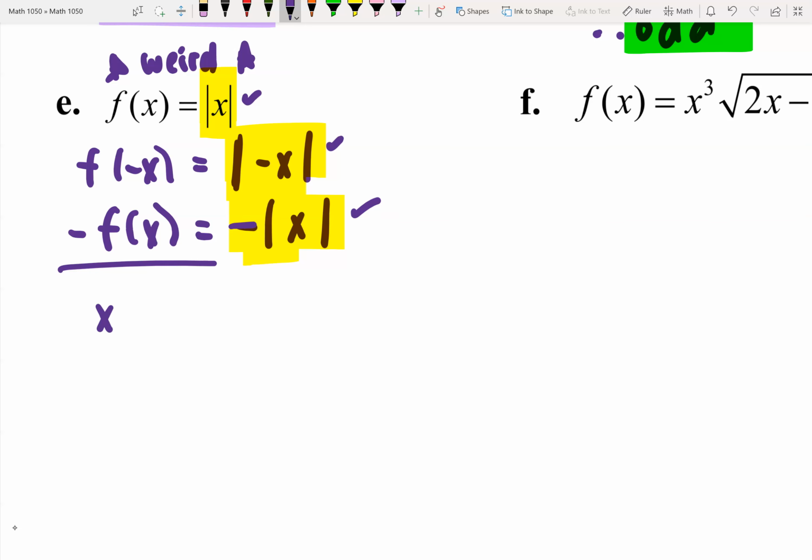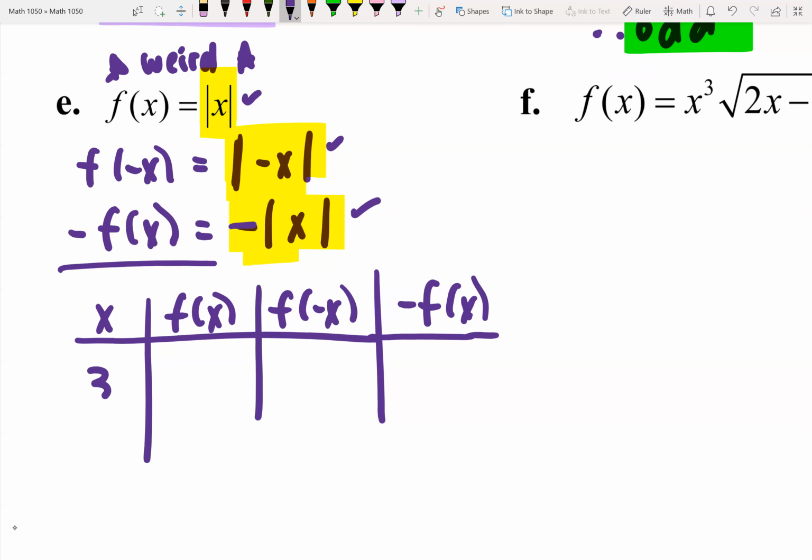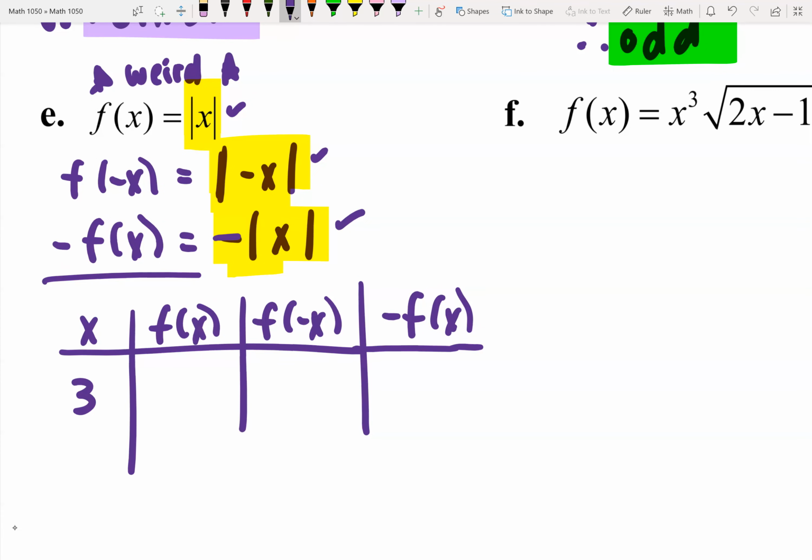Look what I'm going to do. I'm going to do a quick table of values. If I do x, f of x, f of negative x, and then negative f of x. Writing that third one down, negative f of x, was not necessary, but I'm just writing it down to make a point, okay? Everybody put in a 3. I made that up. You can do whatever you want. Don't do 0. 0 is not going to tell us anything. If x is a 3, then the absolute value of 3 is 3.